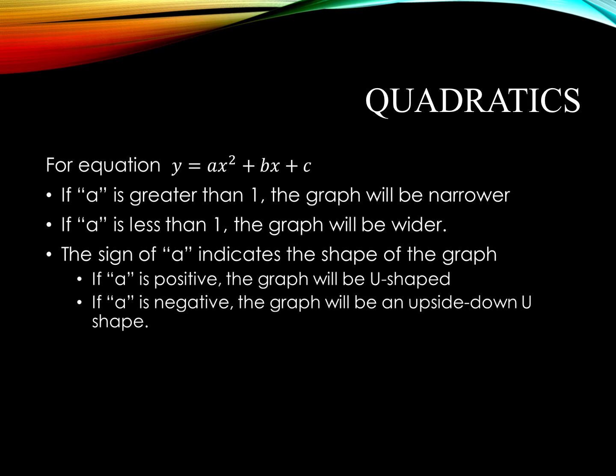If that value is less than 1, then our graph is going to widen up. And then it tells us here, if the sign of A is positive, then we get that U-shaped graph, which is what we just saw. And if this A value is negative, we'll get that upside down U shape. So please keep these things in mind when you're graphing your quadratics, because these are quick little checks that you can do to make sure that you're on the right track.